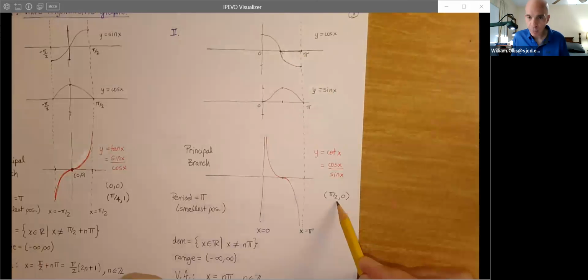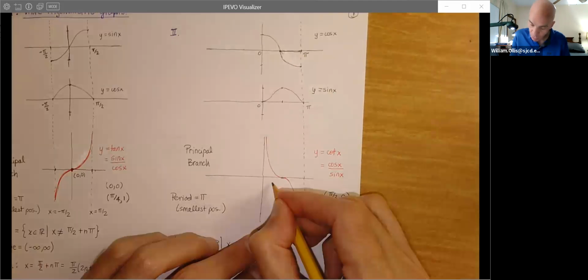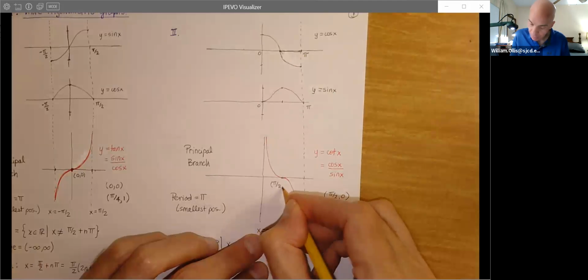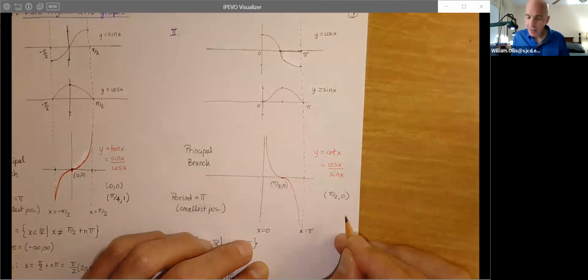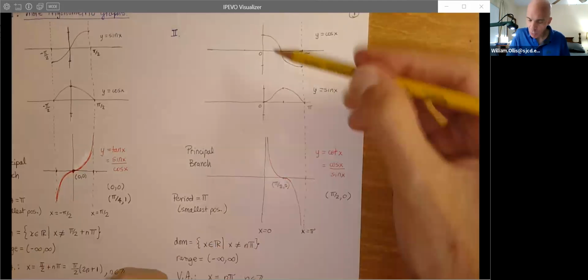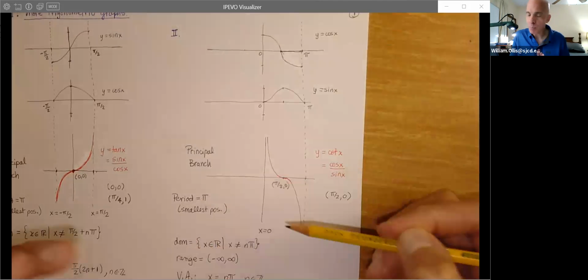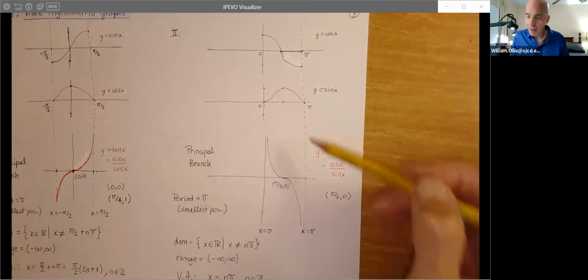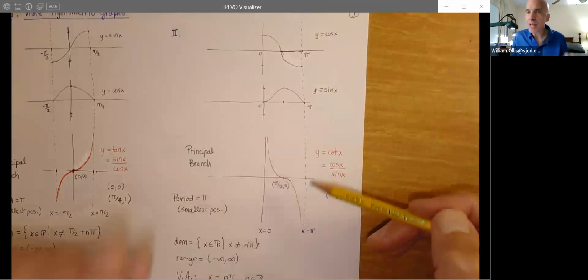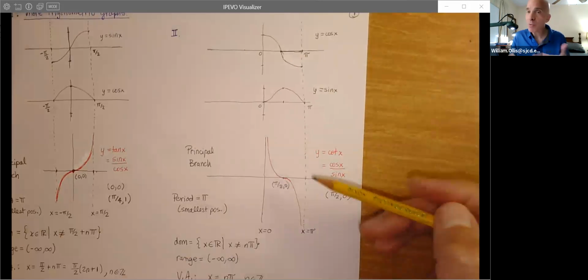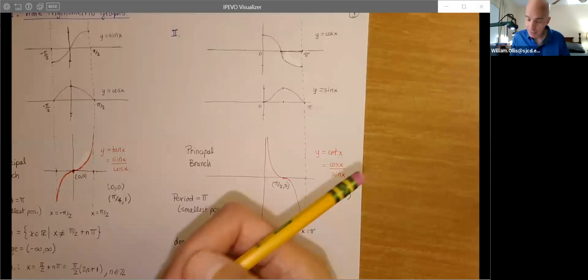I've noted the point here, pi over 2, 0. I'll just go ahead and write that in, right by the actual point on the graph. And then notice we have zeros of the sine function like we knew before at 0 and pi. And therefore, we know that we have a vertical asymptote. And now how do we assign plus or minus to infinity?